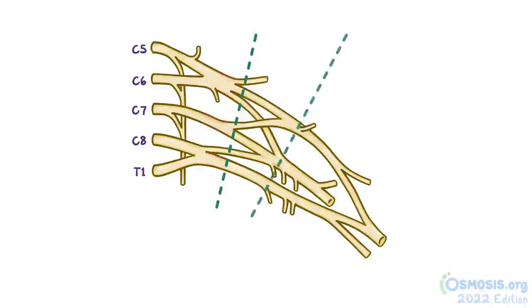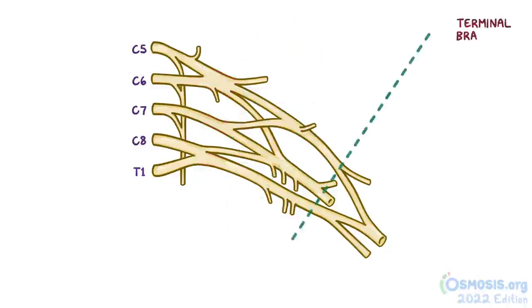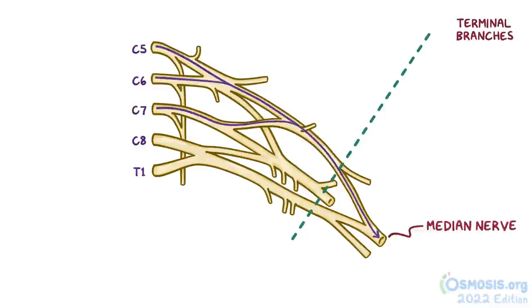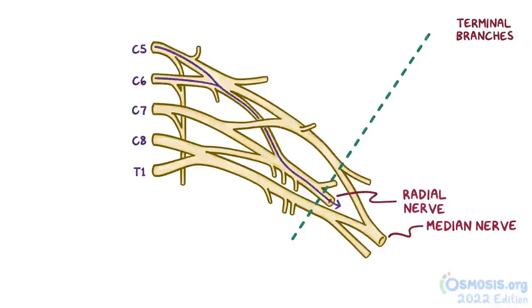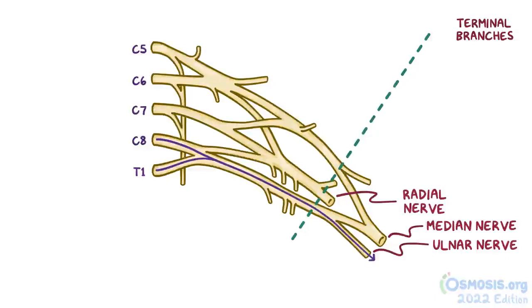These trunks then form 6 divisions, which will regroup with each other to form 3 cords. These cords give off 5 terminal branches. The main 3 are the median nerve, which is made up of contributions from C5, C6, C7, C8, and T1, the radial nerve, which is also made up of contributions from C5, C6, C7, C8, and T1. And finally, the ulnar nerve, which is made up of contributions from C8, T1, and occasionally C7.